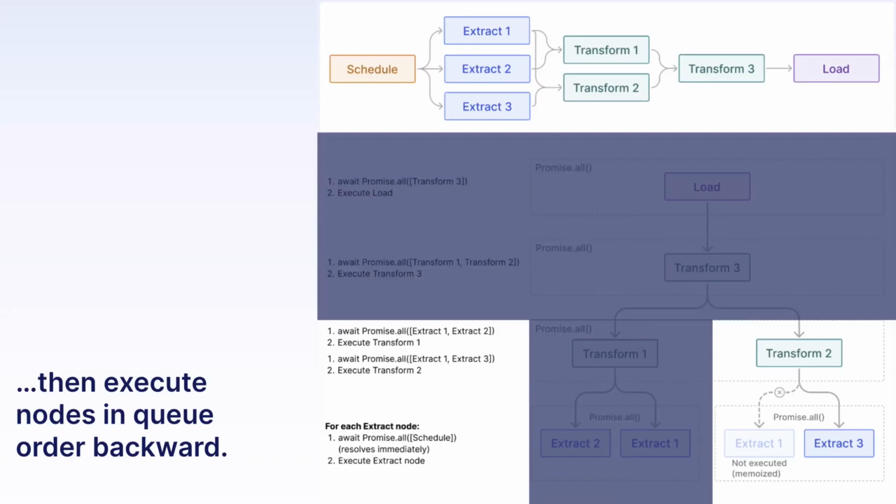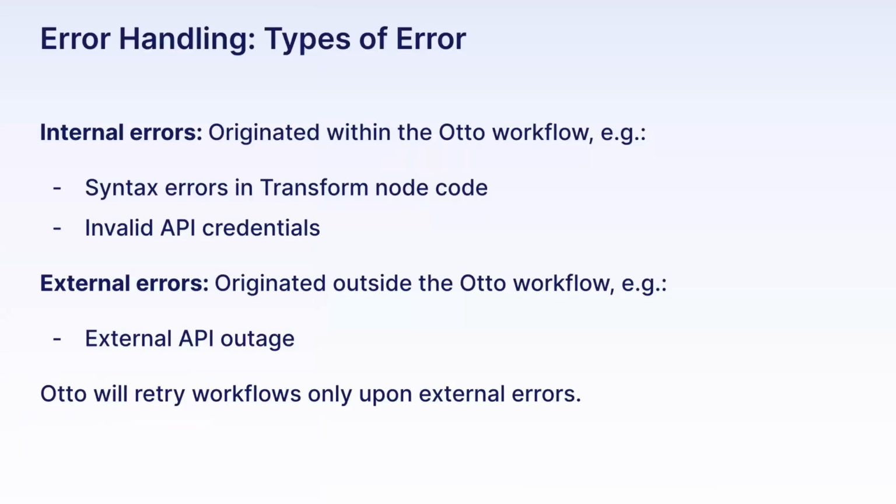One thing that we do want to note here is that transform 1 and transform 2 both depend on extract 1. In order to prevent a situation where we execute extract 1 twice, which would definitely not be what somebody wants and would possibly cause issues down the line, we keep track of, or memoize, the promise object that we create. And we reference this in all subsequent promises, ensuring that no matter how many nodes are waiting for any given node to finish, there's only one execution of it.